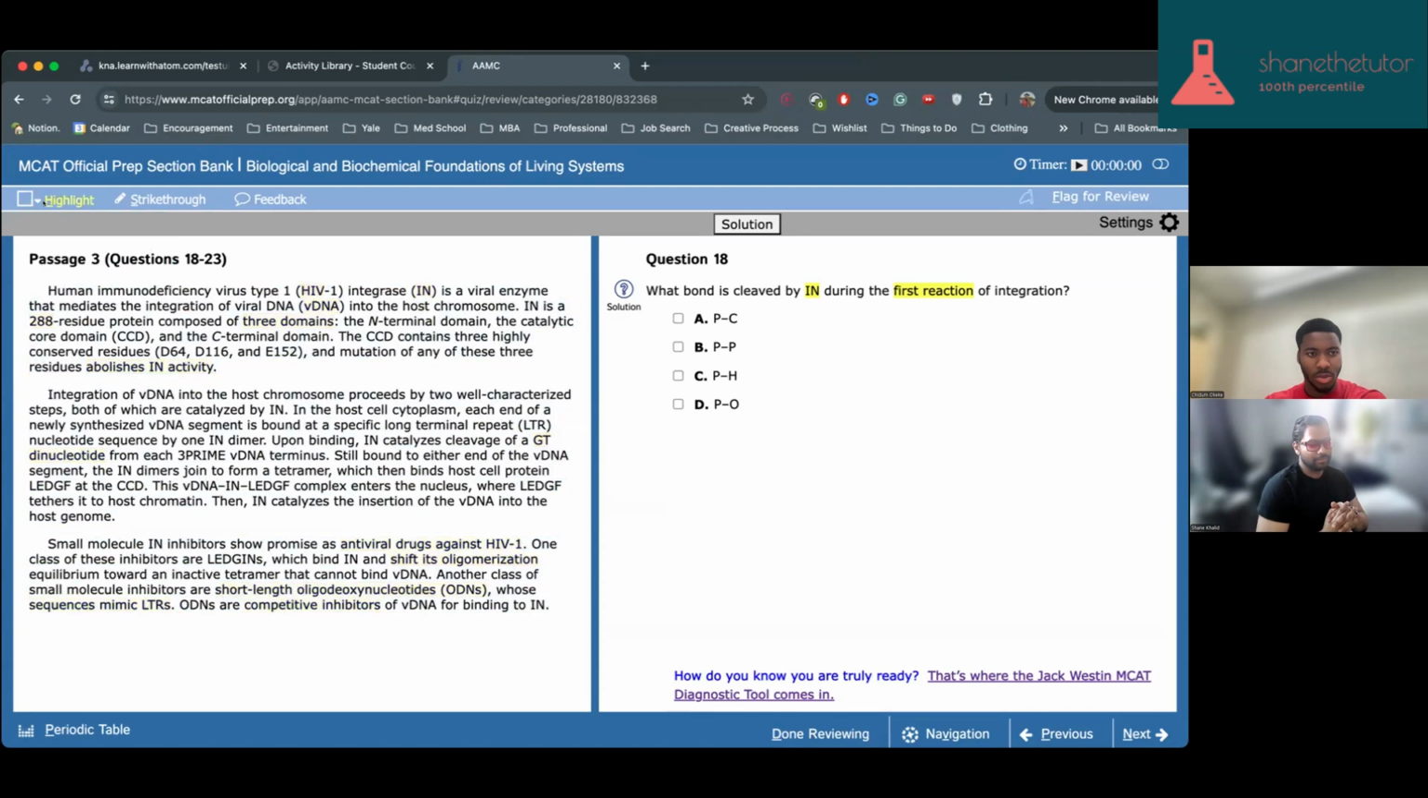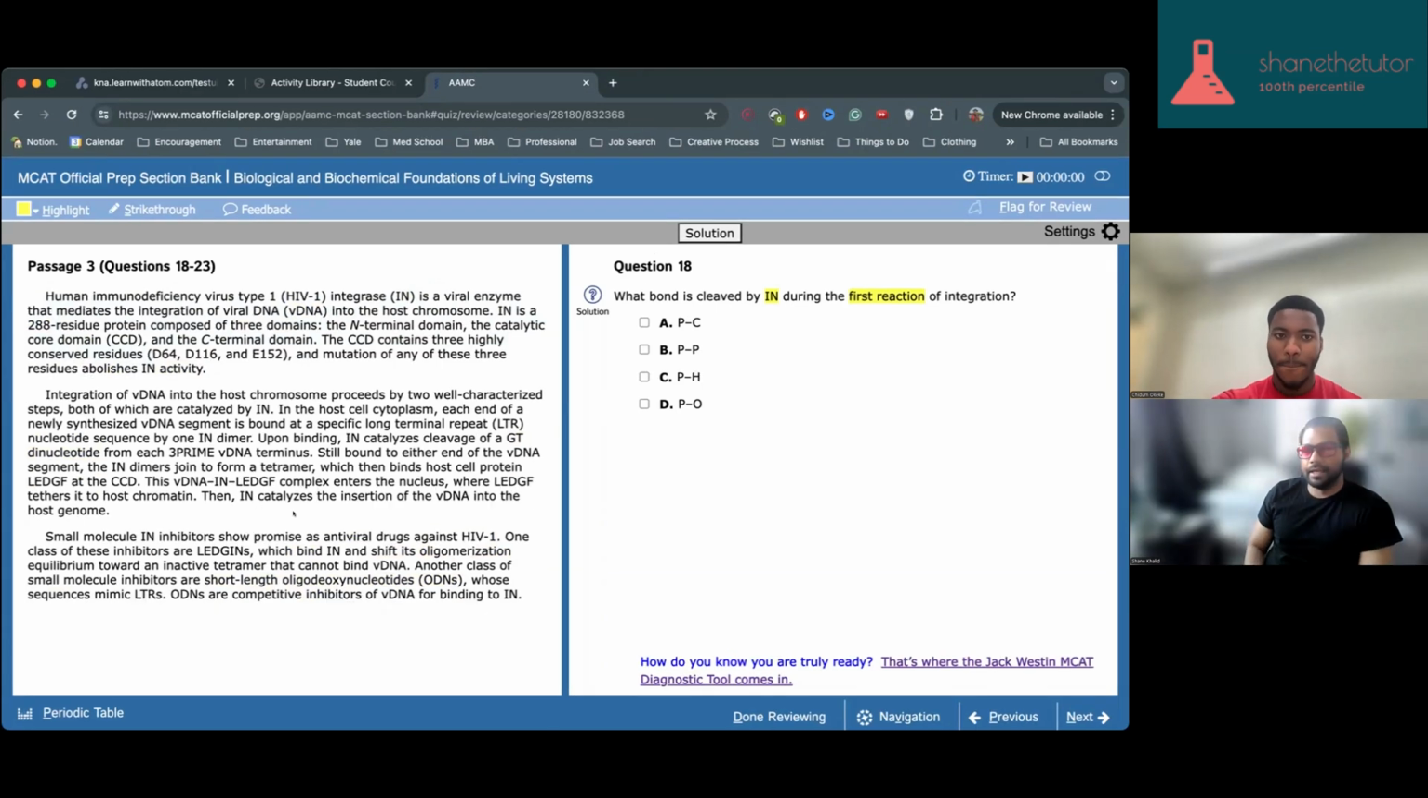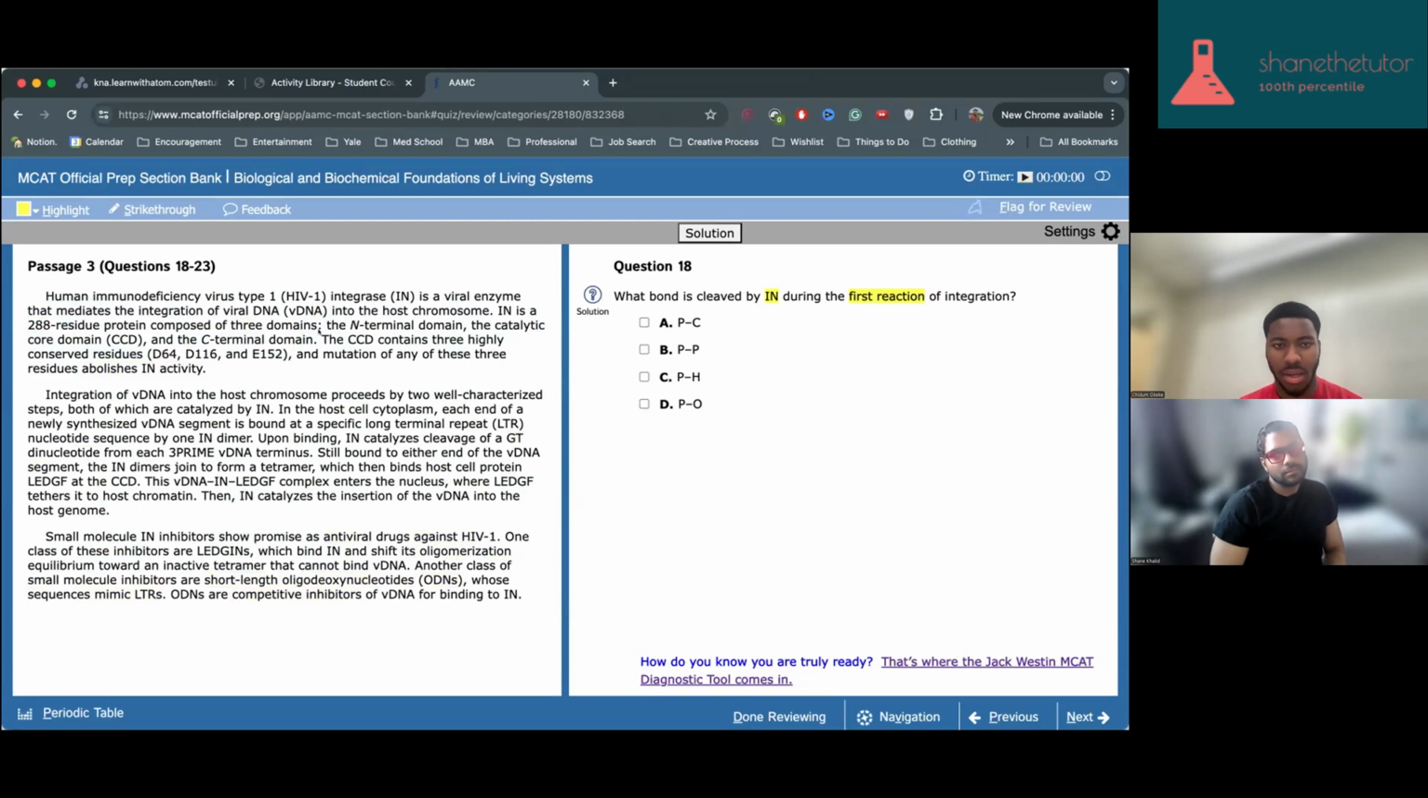Okay. So you want me to just start reading them? Yeah, and then I'll interject and ask you things. Do you also want me to highlight as well, or just stick to reading? Oh no, not yet. Okay. So: human immunodeficiency virus type 1, HIV-1, integrase IN. It's a viral enzyme that mediates the integration of viral DNA into the host chromosome.